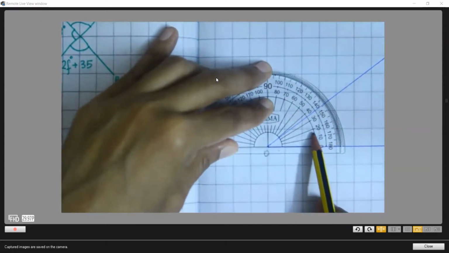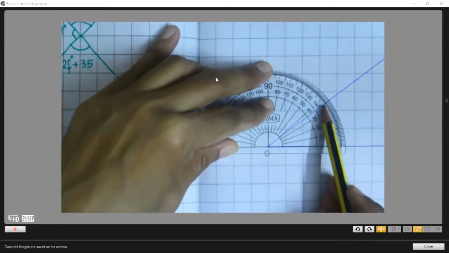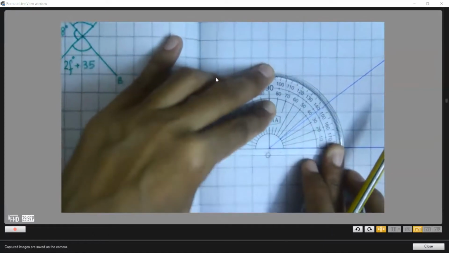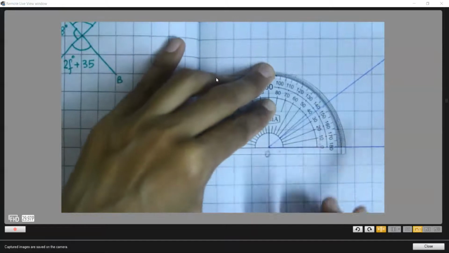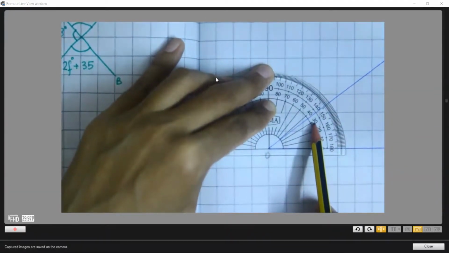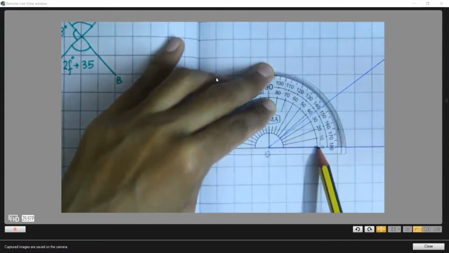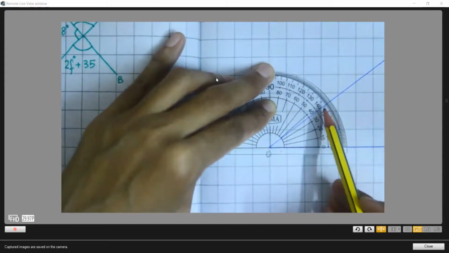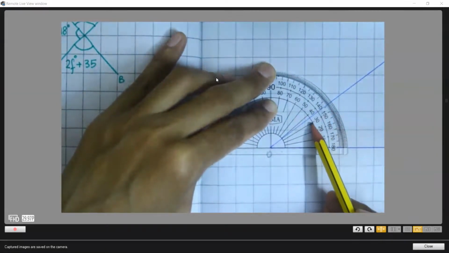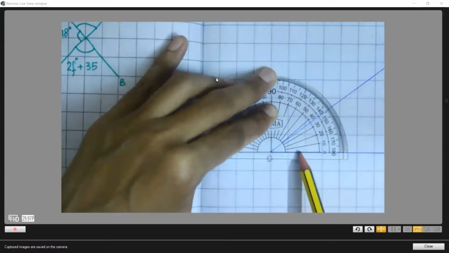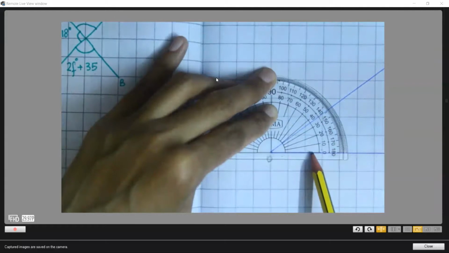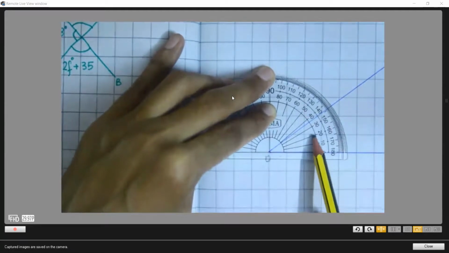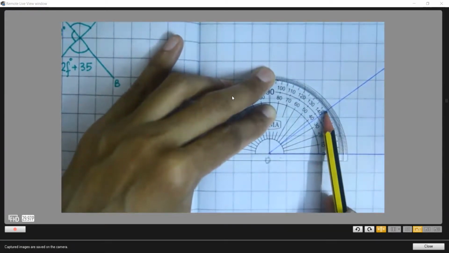So 10, 20, 30, 35 is here, and 36. Did you see how I counted? Okay, I'm going to measure again. 10, 20, 30. Okay, and I'm using the inner scale. Why? Because one of the arms, which is sitting on 0, is sitting on the 0 of the inner scale. So therefore, inner scale: 10, 20, 30, 35, and then one more, 36.